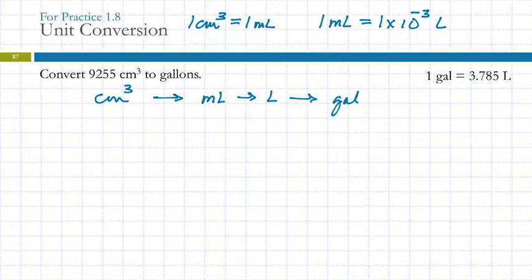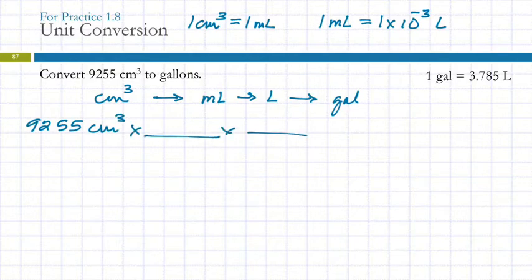So I've got three arrows again. I'm going to have 3 fractions. 9,255 cubic centimeters, times in a line, times in a line, times in a line. The units in the numerator are just the ones I wrote out in the path. Cubic centimeters to milliliters to liters to gallons. I got the path. All I have to do is copy it down.